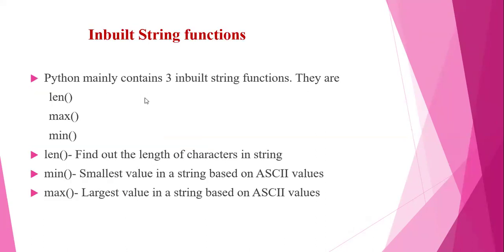Python inbuilt string functions. Mainly in Python we have three inbuilt string functions. They are len function, max function, min function. We use the len function to find out the length of the characters in a string, min function is to find the smallest value in a string, and max function is to find the largest value in a string. The min function and max function find the smallest or largest value in a string based on the ASCII values.